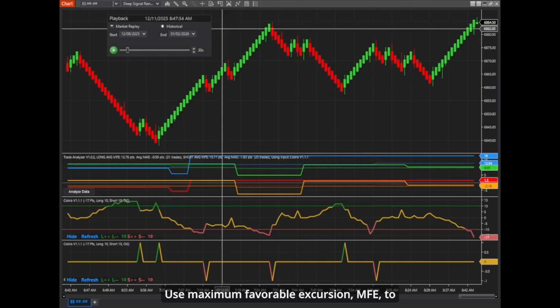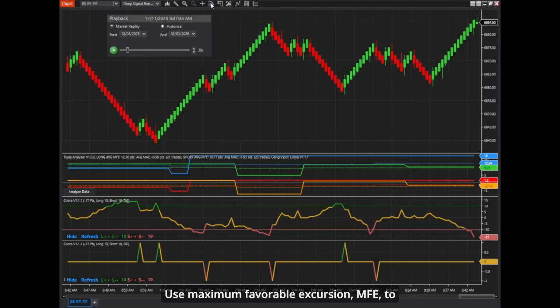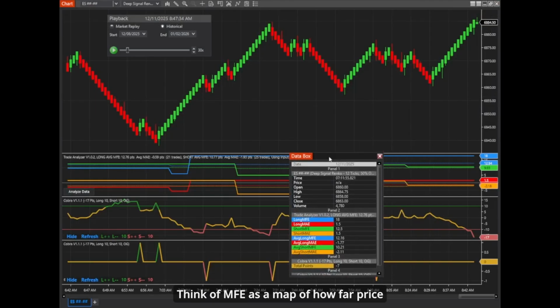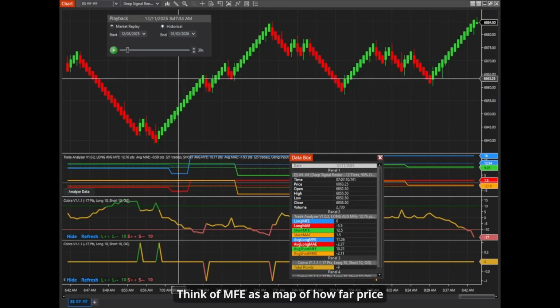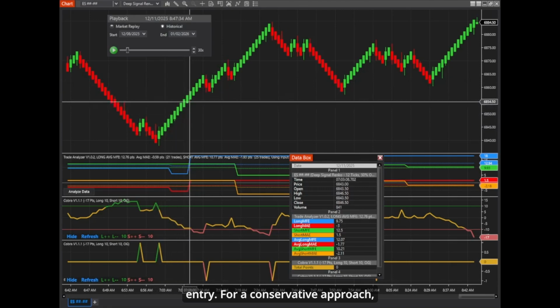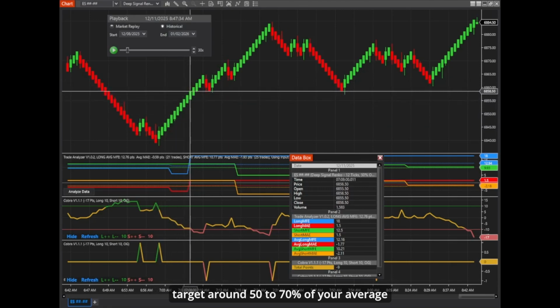Use Maximum Favorable Excursion, MFE, to guide your profit targets, not guesswork. Think of MFE as a map of how far price typically moves in your favor after entry. For a conservative approach, target around 50 to 70% of your average MFE. This increases your win rate and produces a smoother equity curve.